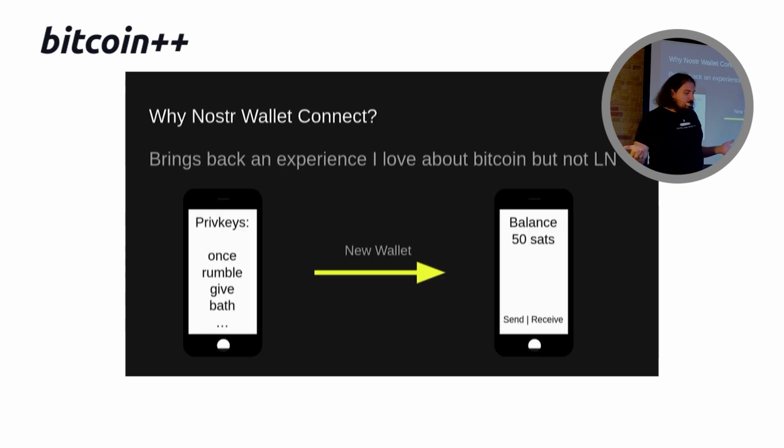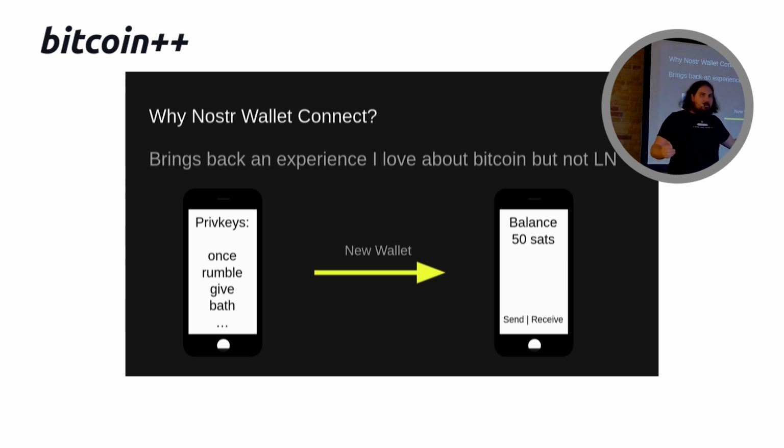Another thing that I like about Nostr Wallet Connect is it brings back an experience I love about Bitcoin, but that is kind of hard to do on Lightning. So here's an example of a standard Bitcoin wallet. It's got your private keys, and so my 12 words are on here. If someone comes out with a new wallet with some new features, maybe I want to try out this wallet. On Bitcoin, it's easy for me to take my private keys, import them into the new wallet, and suddenly I have two wallets with the same state.